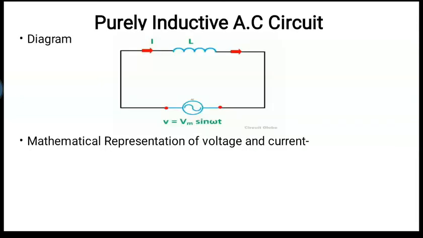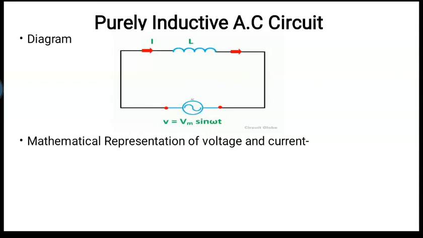Now let us go for purely inductive AC circuit. Okay, so this is L. I told you the symbol, the inductor is denoted by L, right? So this is an inductor. What do you mean by purely inductive circuit? The circuit which consists of only inductor and nothing else, not voltage source, not capacitor. Okay, so this is a diagram.